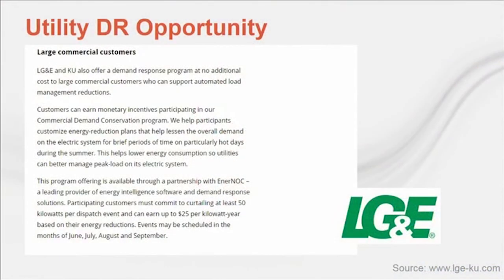For an example of such a program, we can visit the Commonwealth of Kentucky, where the local utility to the Louisville market area is LG&E. LG&E is a vertically integrated utility covering generation, supply, and transmission, and fully regulated by the state. They market a program that offers large commercial customers who can obligate 50 kilowatts or greater up to $25 per kilowatt on an annual basis for being able to curtail load in June, July, August, and September. This program supports supply concerns related to diminishing coal capacity and generation within the state of Kentucky.